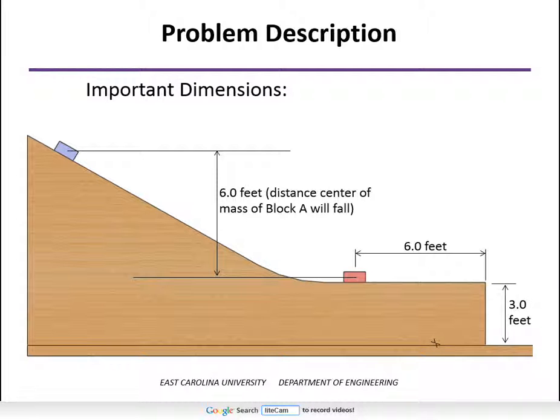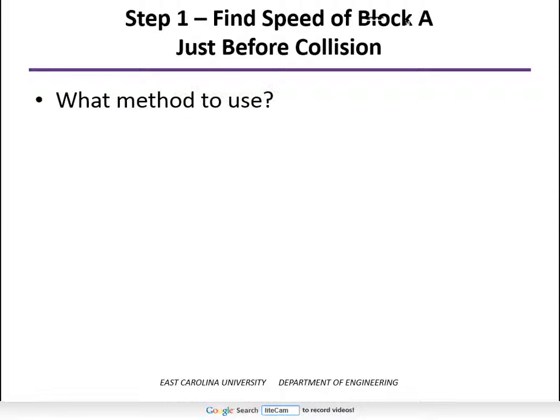So a couple of dimensions we need to know. In the first case, the block's center of gravity will fall by a total of 6 feet. Block B will slide 6 feet along the horizontal surface with friction, and then will drop 3 feet onto the lower surface. So our first order of business is to find how fast block A is going to be going just before it collides with block B.